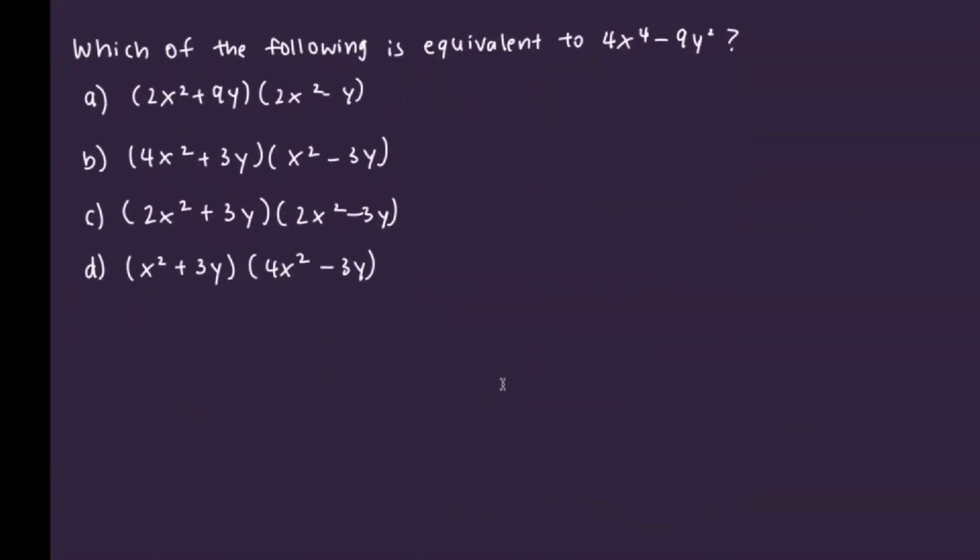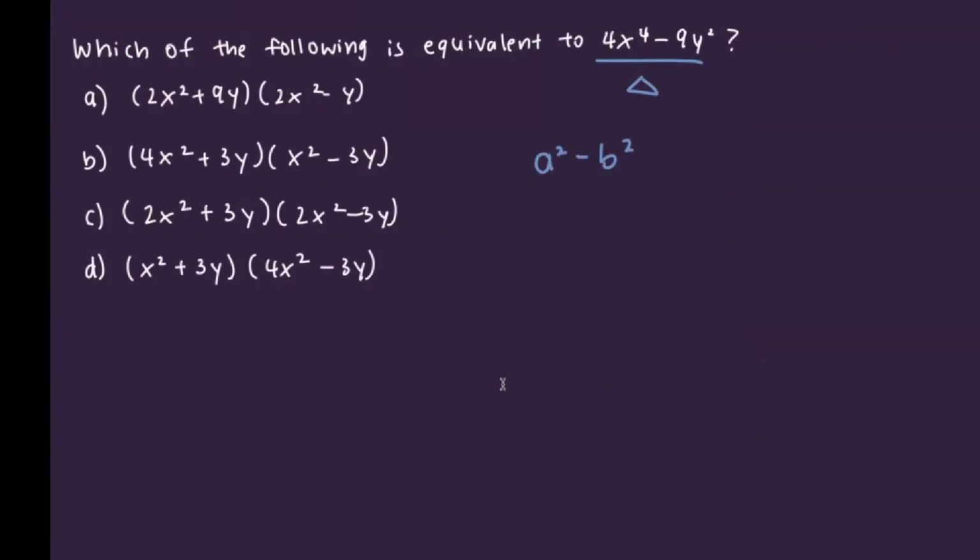Let's take a look at this problem. Which of the following is equivalent to 4x to the fourth minus 9y squared? So you should be able to recognize this pattern right off the bat, or if you've done enough practice. This is basically a variation of the a squared minus b squared formula.